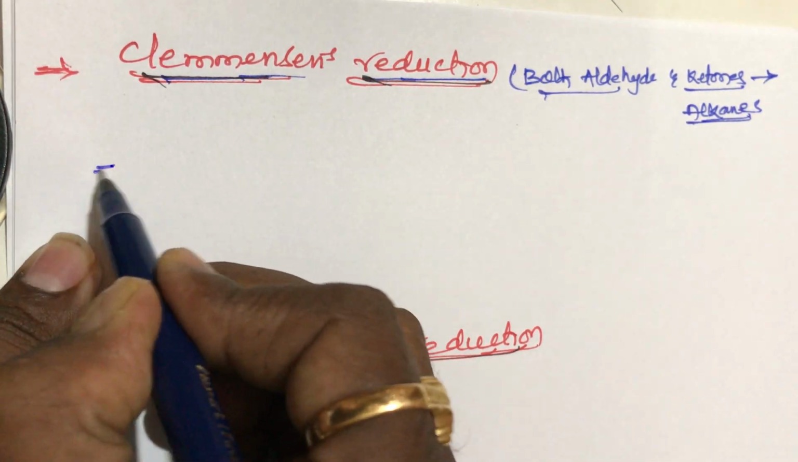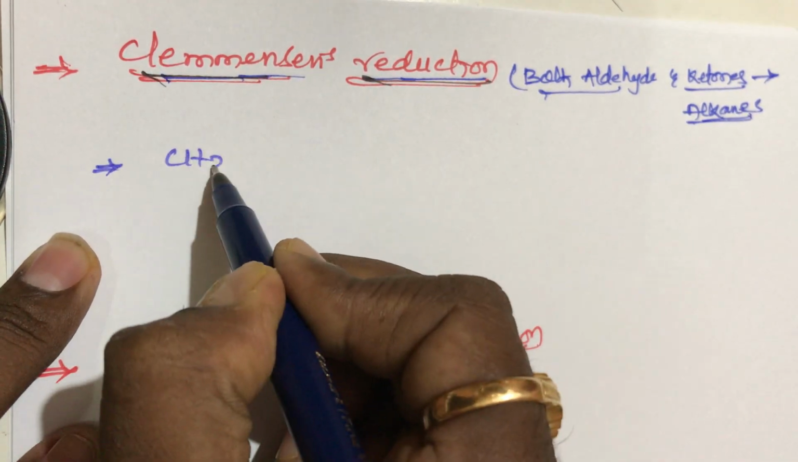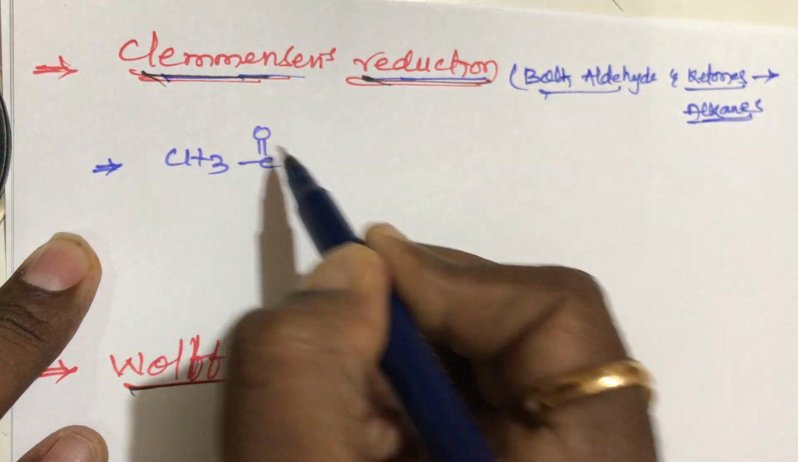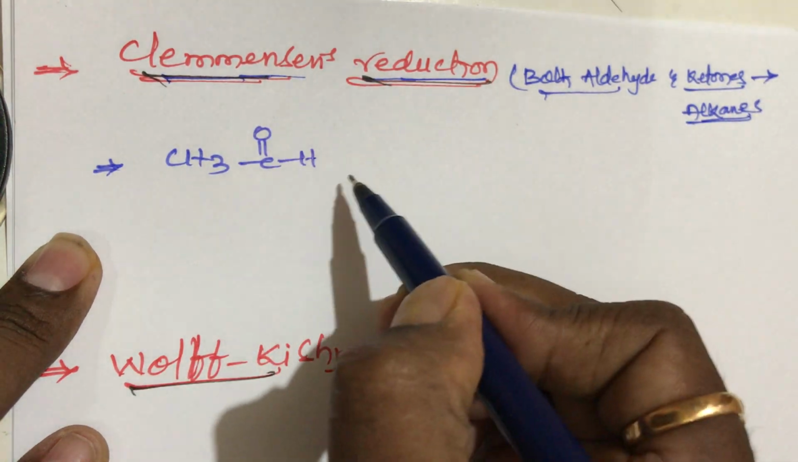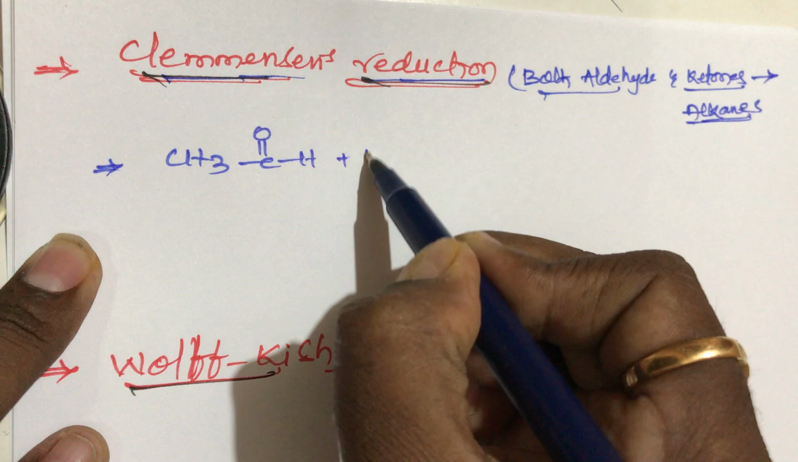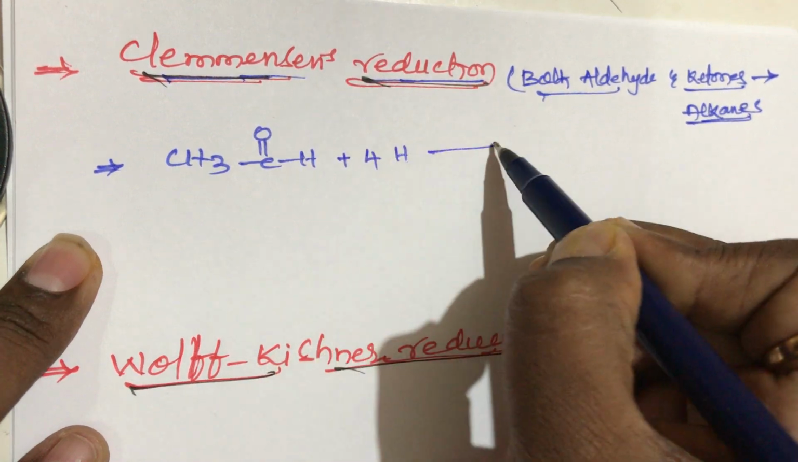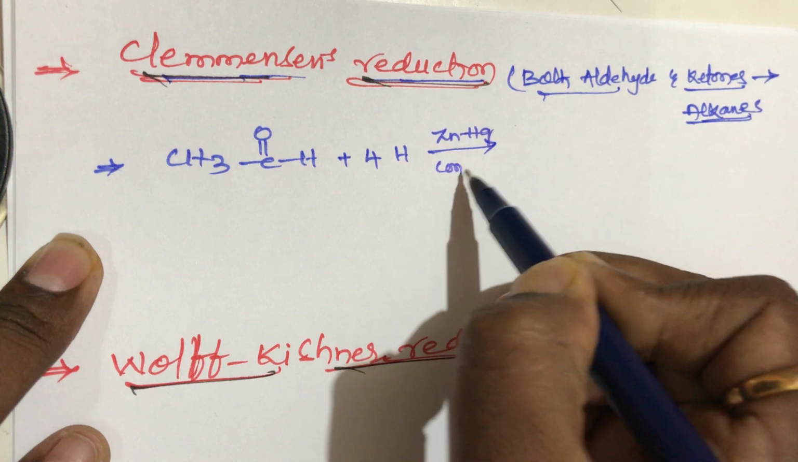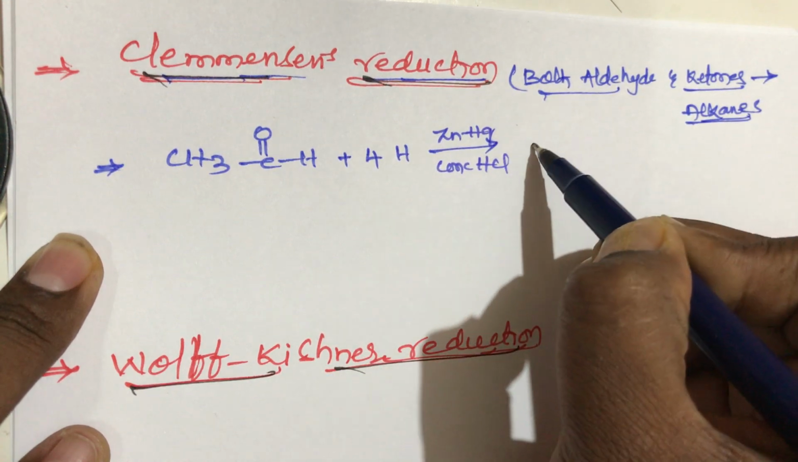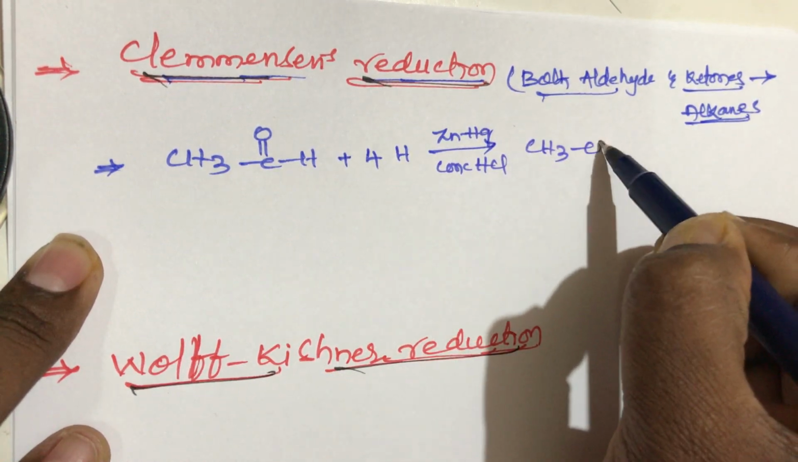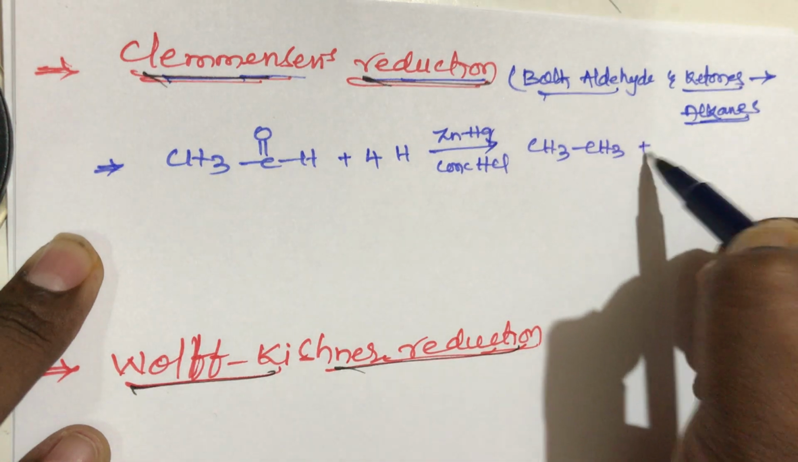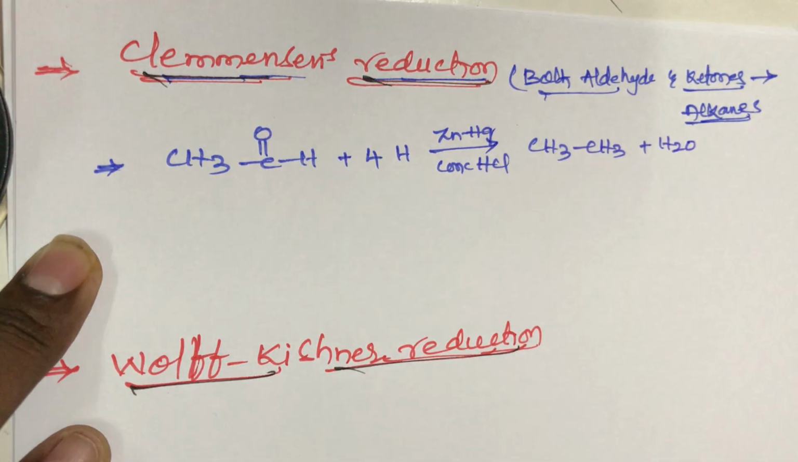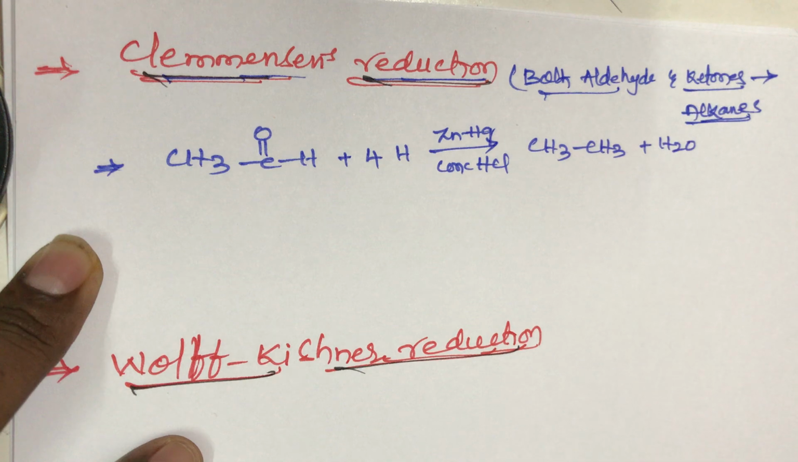Take the example for aldehydes. When acetaldehyde, CH3CHO, is reduced with zinc amalgam and concentrated hydrochloric acid, we get ethane. So ethane plus water will be formed. It is a very important reaction, students.